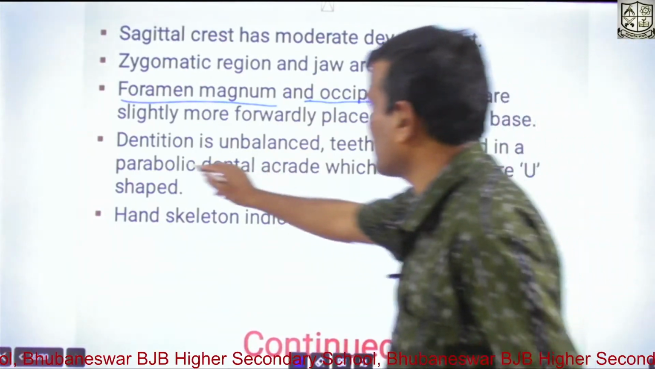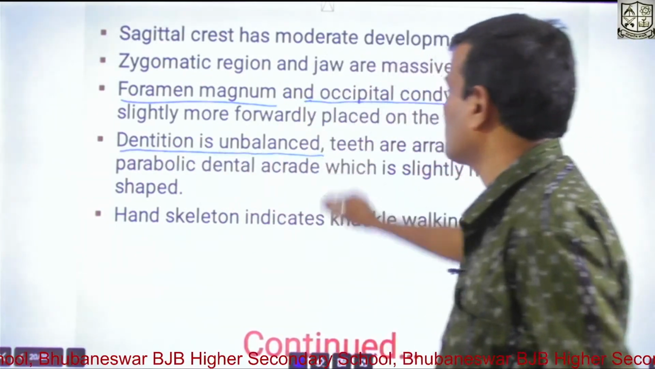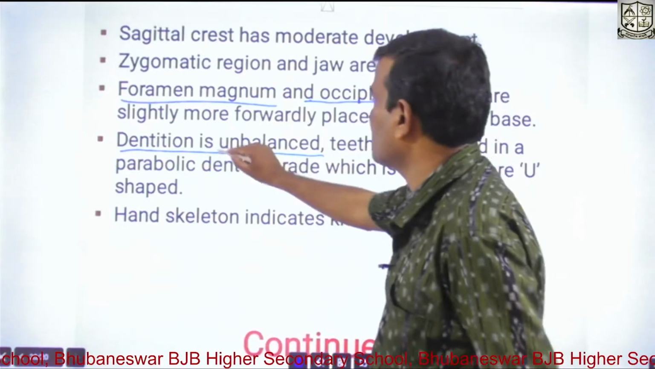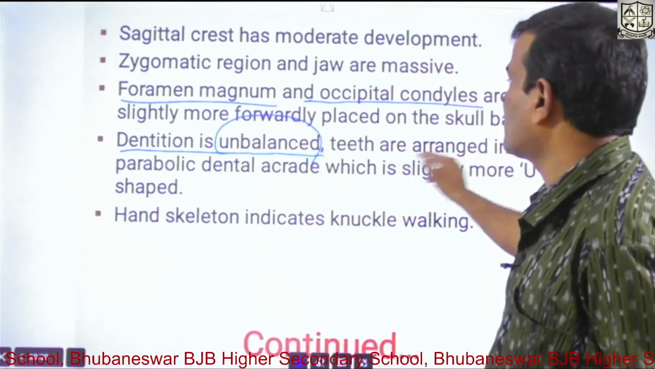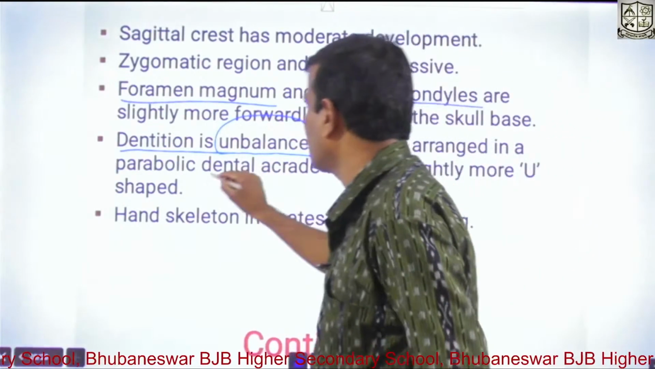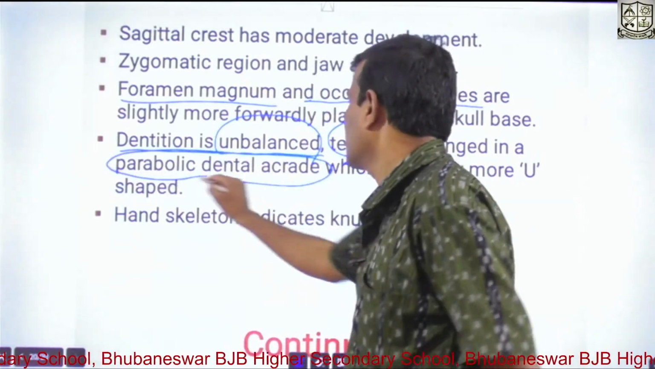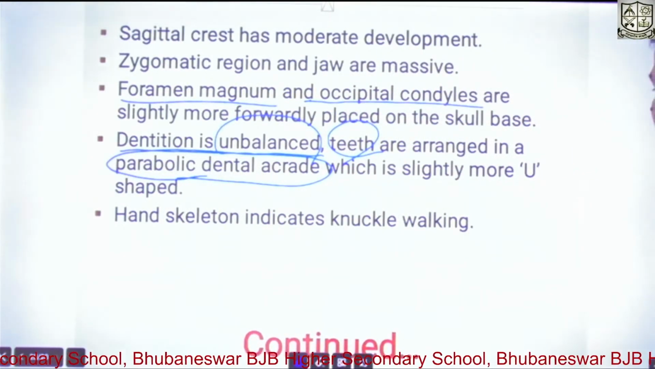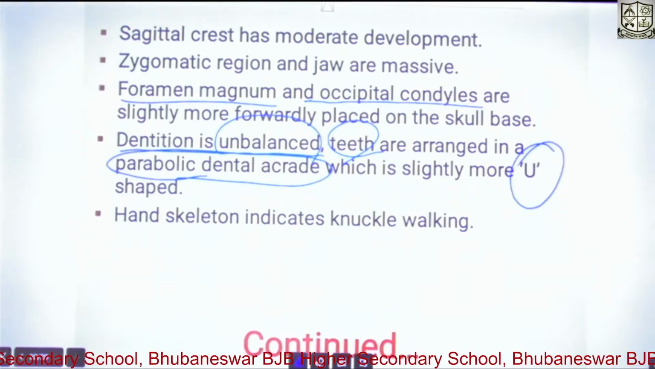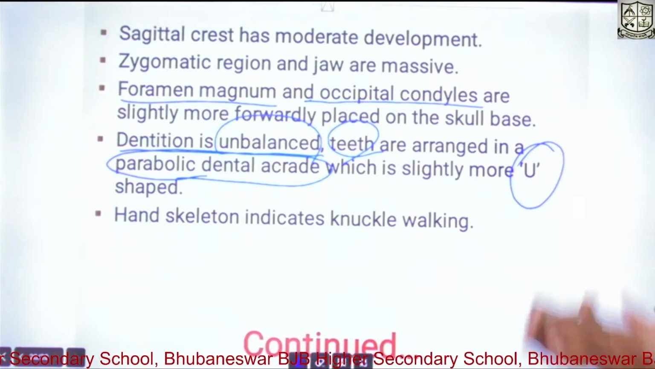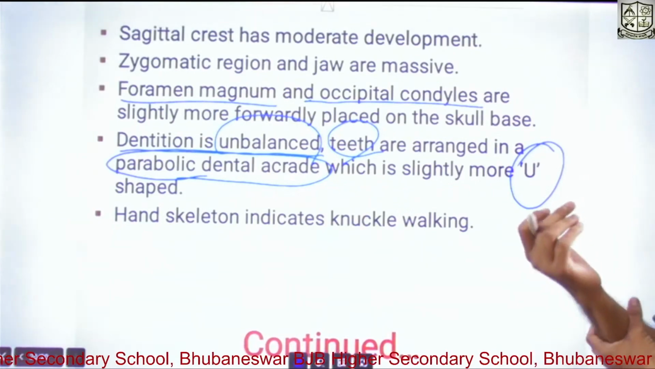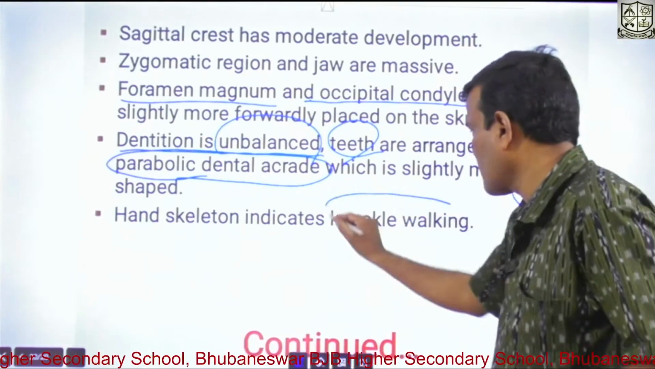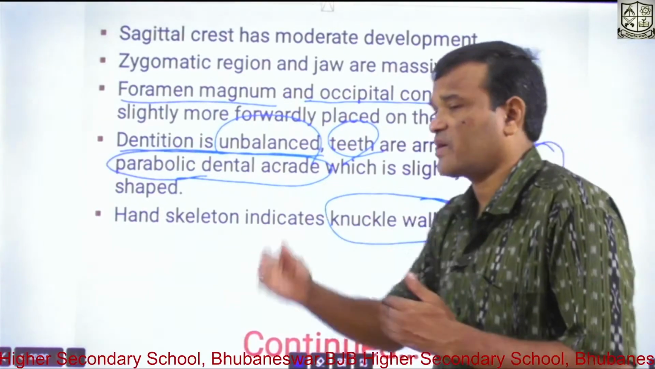Dentition pattern is unbalanced. Teeth are arranged in a parabolic dental arch, which is slightly more U-shaped. Okay, and their hand skeleton indicates knuckle walking. Not exactly bipedal, knuckle walking. Okay.